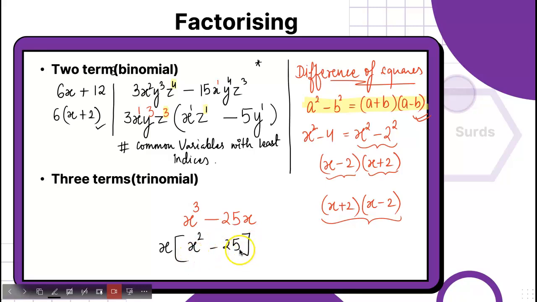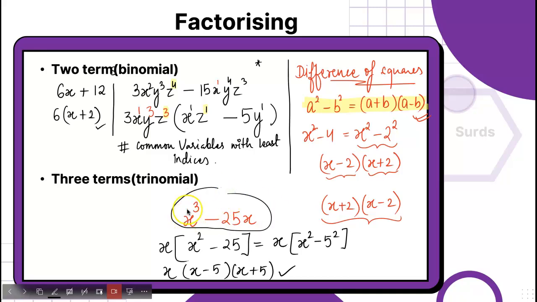So it's difference of squares, no? 25 can be written as 5 squared. So we can rewrite it as x squared minus 5 squared, and that could be written as x minus 5 and x plus 5, and this is what the answer is. So how do they frame the question? They are going to be writing like, write this particular expression in the form of 3 linear factors. So these are 3 linear factors.